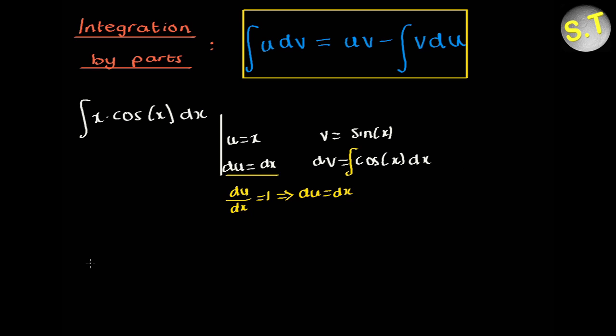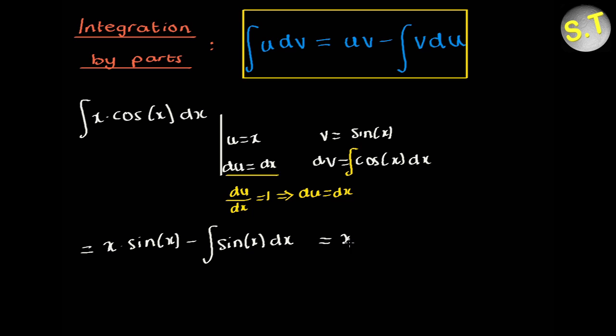So now we can substitute our values back in. On the right hand side of this formula we have uv, so that would be x times the sine of x, minus the integral of sine x, du is just dx, so we have sine x dx. And then our last step is just to evaluate this integral.